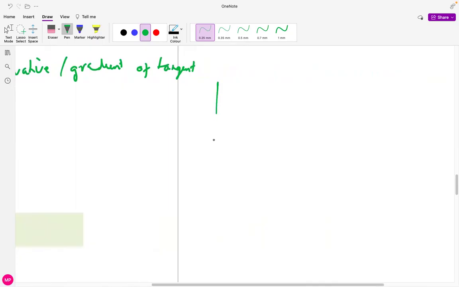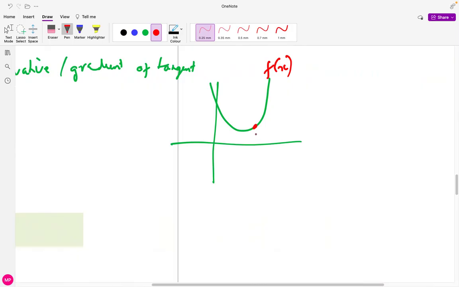Think about you have an original graph. This is f of x. Then think about you have a point here, and let's say this point is x comma f of x. Then you want to find the gradient of the tangent passing this point. So you want to know what is the gradient at this point, which is basically the derivative.